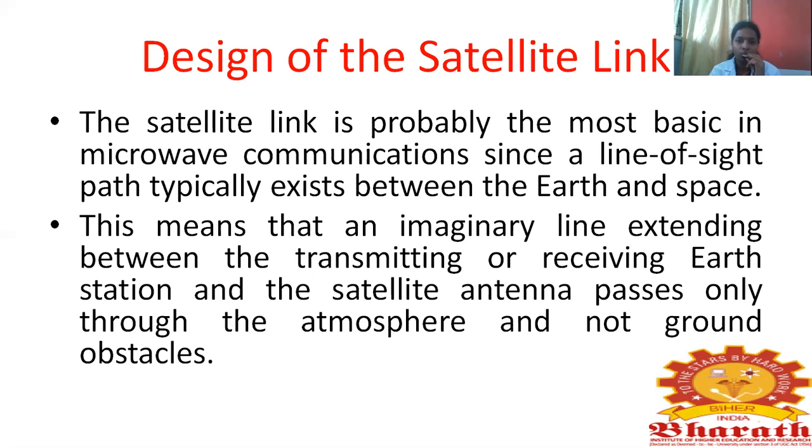So either through that line only, the satellite is going to send the information to the Earth station, or the Earth station is going to give the information to the satellite. So we just imagine a path, and that imaginary path you call the imaginary line. And what happens? The satellite is going to pass only through the atmosphere and not through the ground obstacles. So that you know already.